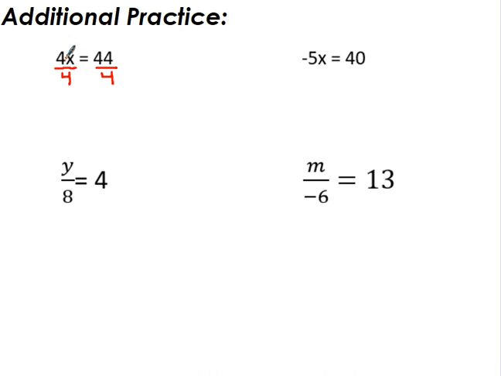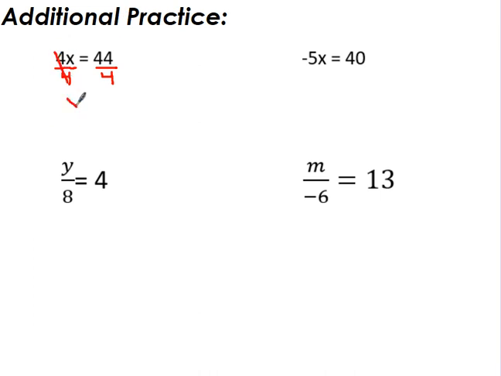So 4 divided by 4 is 1. That leaves me with 1x. Is there any reason to write a 1 in front of an x? And the answer is no, because 1 times x is just x. So when we have a number divided by itself, they cancel out, and I'm left with x. And remember, we're working on both sides of the equal sign.